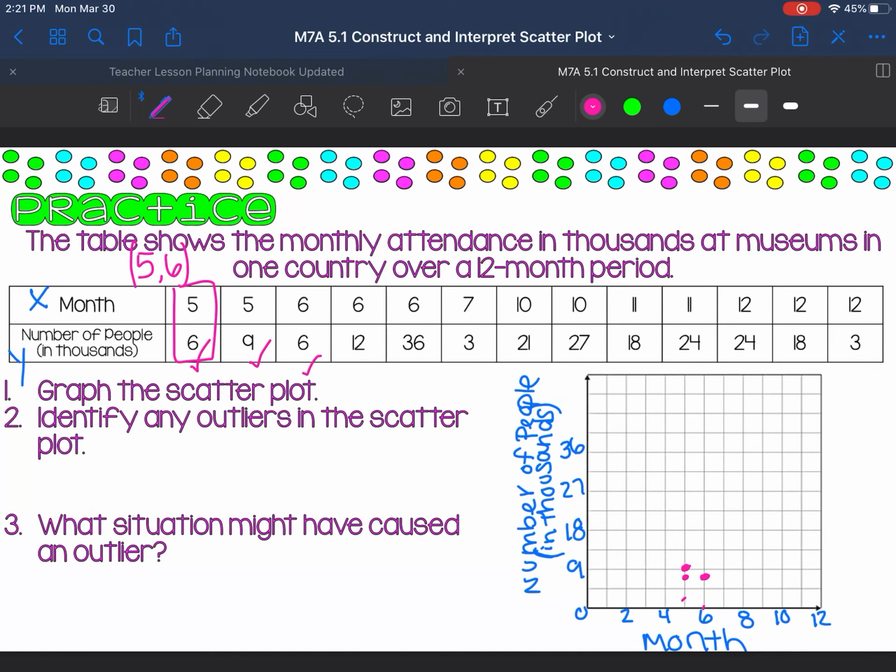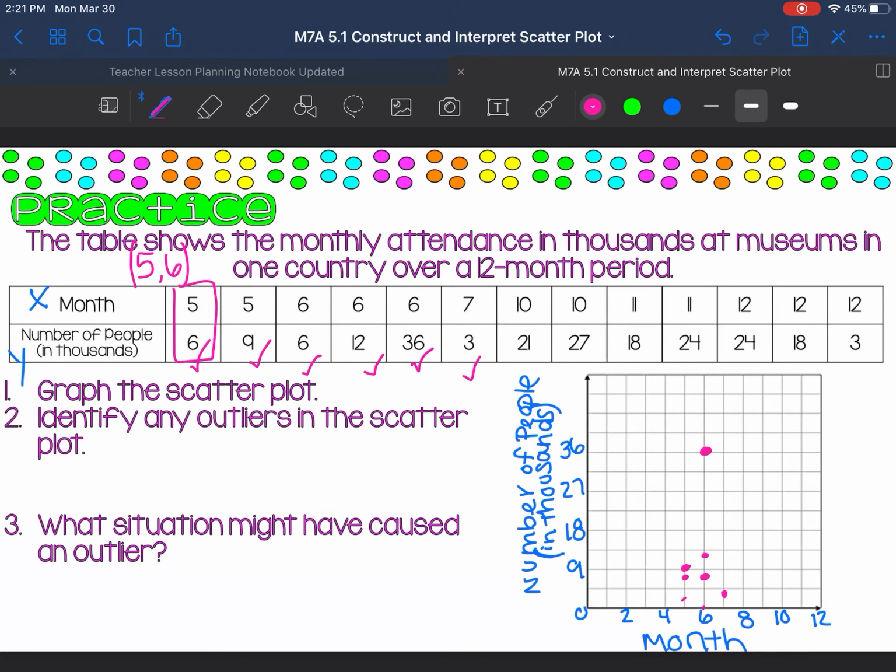Now I'm going to come up here and do 6, 12. I think 6, 12 is going to be a little around here. Now June had a big old bounce to 36. Now 7, July, we're all the way down to 3. We'll put 3 right about there.